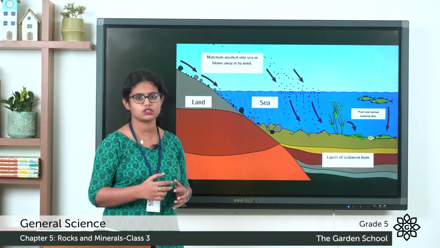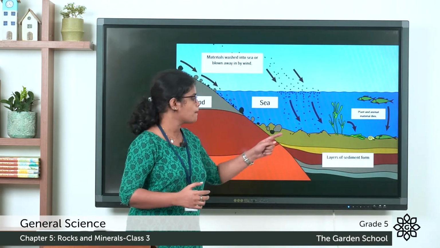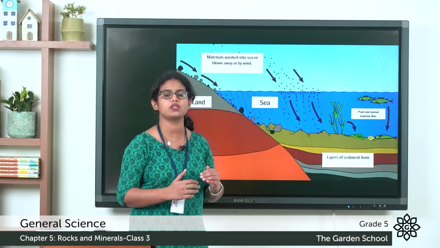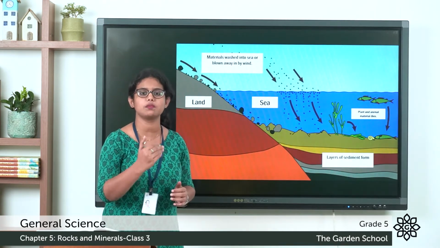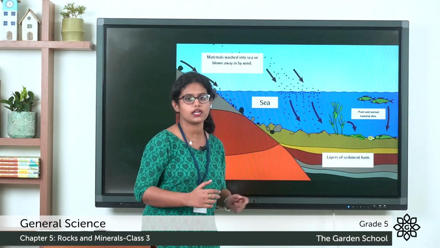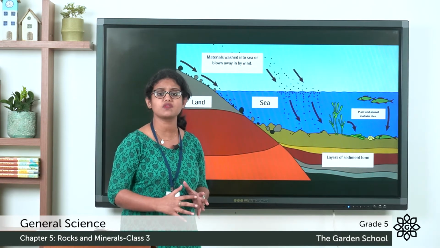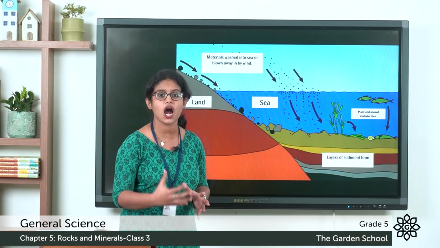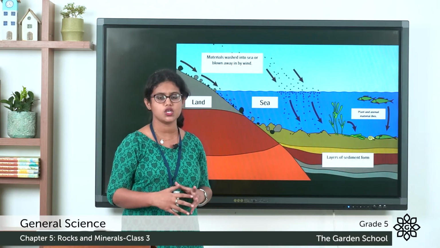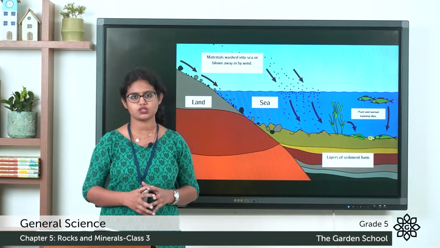So what happened? Layers of sediments started to form. More and more layers of sediments were formed. As more and more layers of sediments formed, the lower layer of the sediments got pressed down. Because of the pressure upon the lower layer of sediments, they hardened into rocks. Such rocks are called sedimentary rocks.